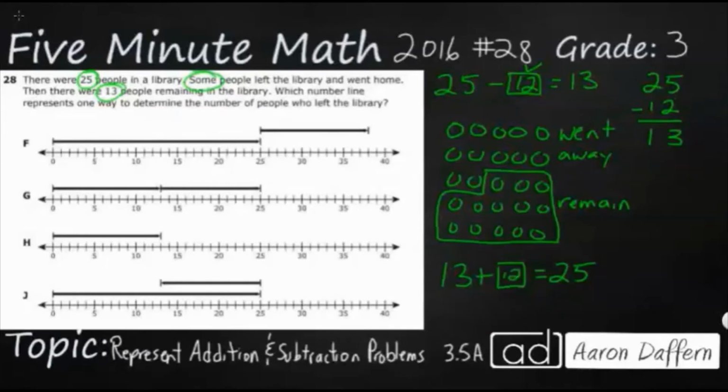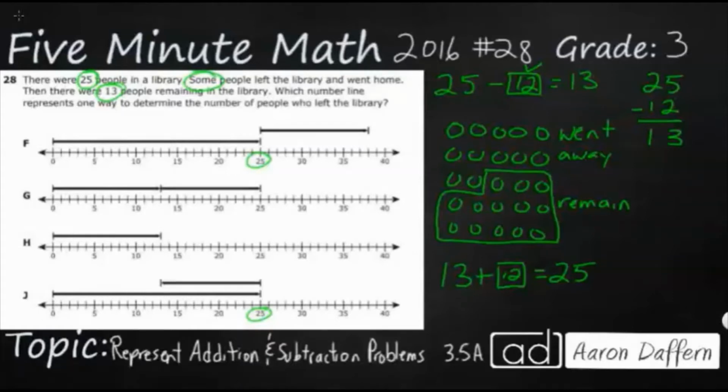So let's look at our answer selections, F, G, H, and J. So all of them start right here. Well, actually not G. F and J both start at 25, so that's good. G and H don't, so we're going to look at F and J first.